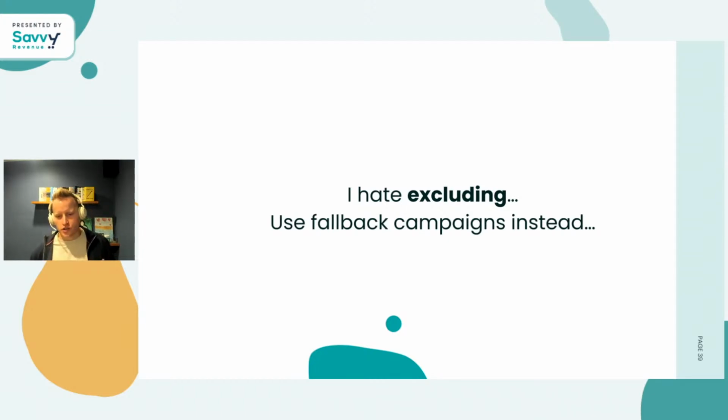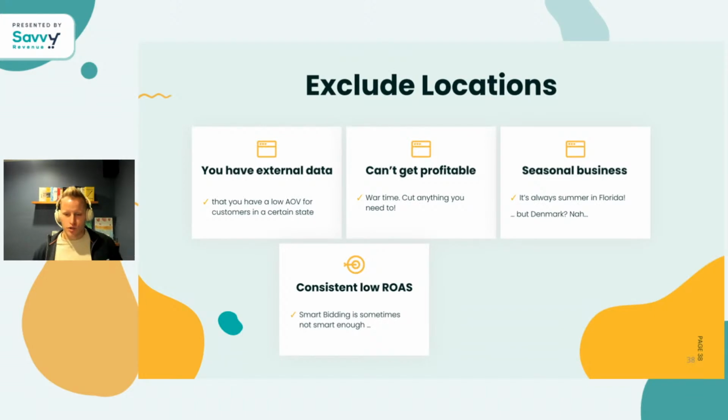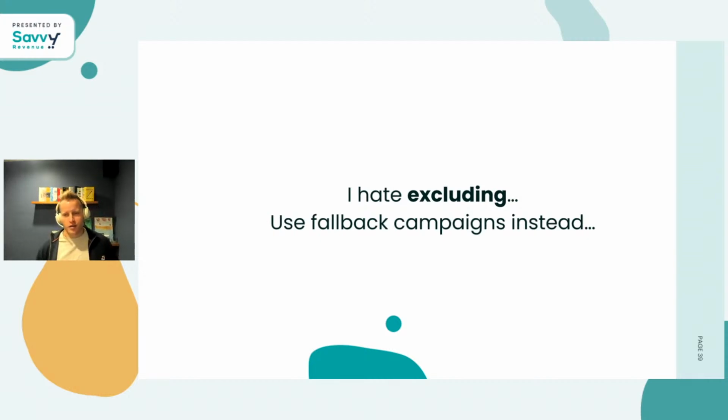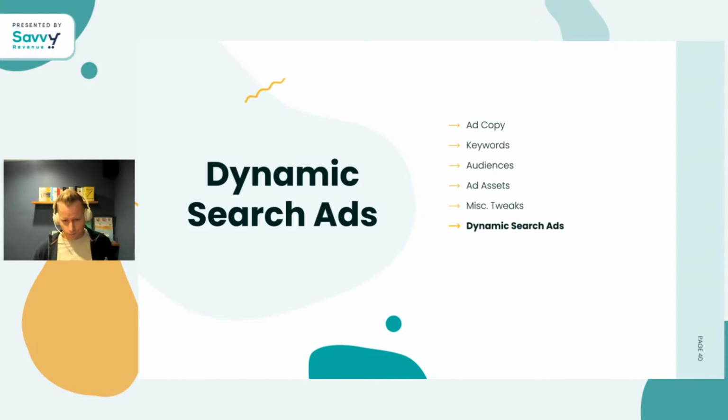If you do need to exclude something, try to use a fallback campaign instead. So let's say that you see Florida and it sucks. Then take Florida and all the other states that suck and put them in a different campaign structure and just set a very low bid. What happens with a fallback campaign is that you're able to see once they pick up again. That's the reason why I don't like excluding: you never see when things change.